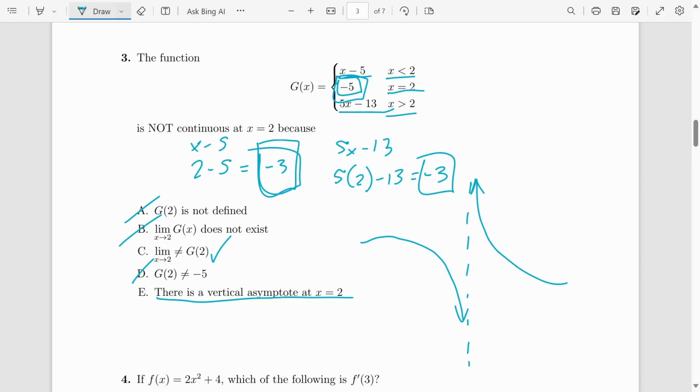That's an asymptote. What we have here is 3 function definitions where the outside ones are approaching the same value, but that value is defined at a different point. That's what happens if you graph out this function. It's going to kind of look like that. And that's not an asymptote here. That's just a discontinuity, a jump discontinuity. So because of that, E is false, and we know that C is our right answer.